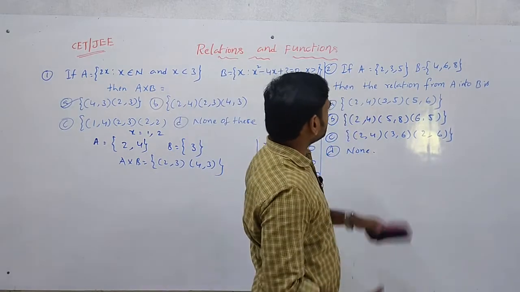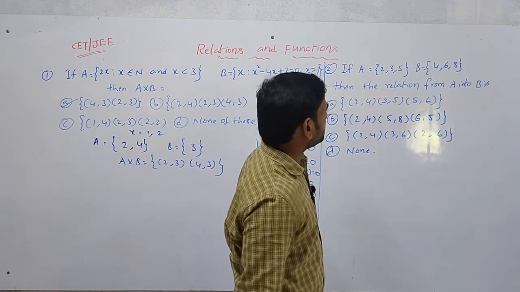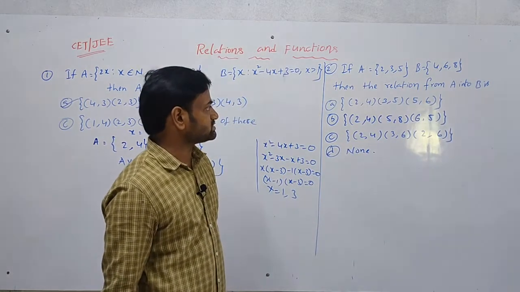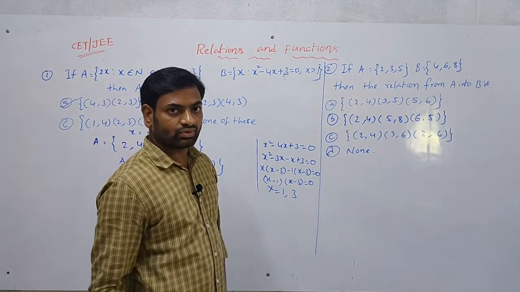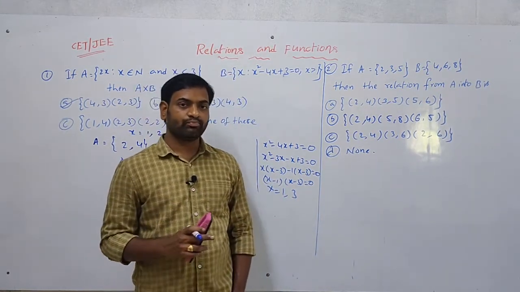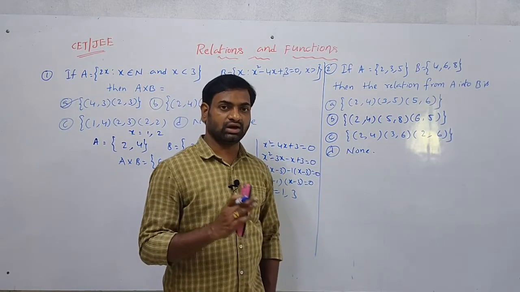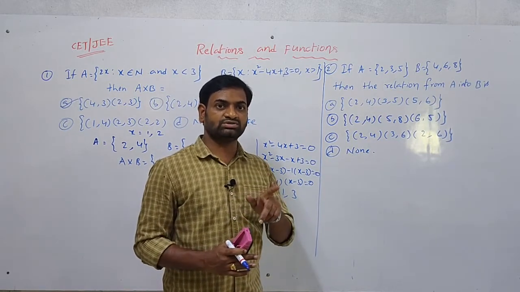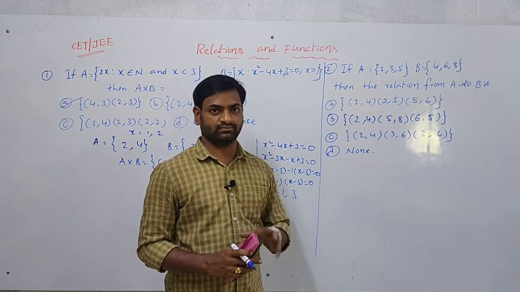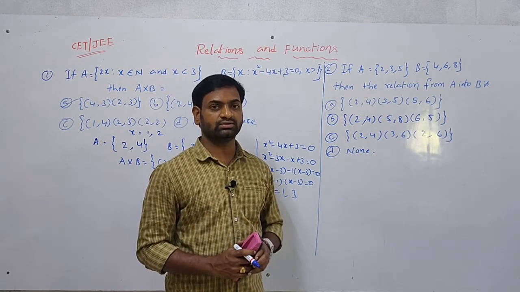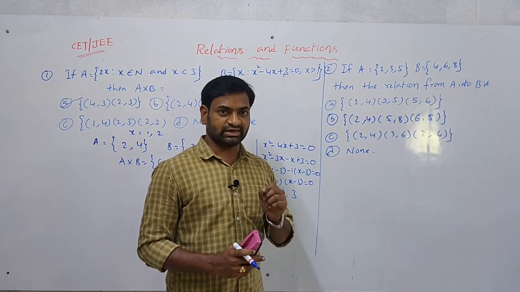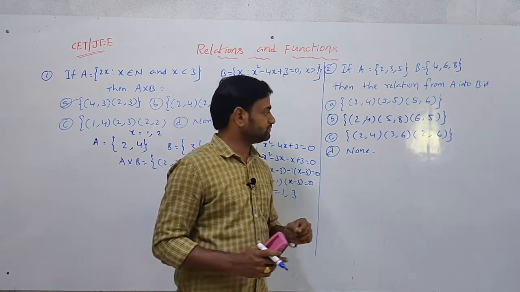Next, capital A is {2, 3, 5}, capital B is {4, 6, 8}. Then a relation from A to B means, in the ordered pairs, the first elements belong to A and the second elements belong to B. Remember this point. The first element compulsorily belongs to A, the second element compulsorily belongs to B. Check once.